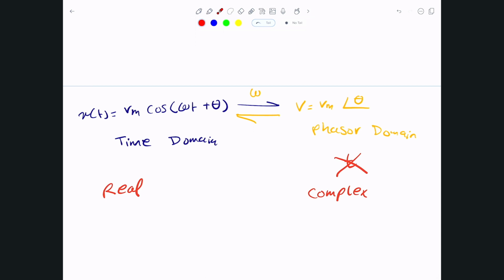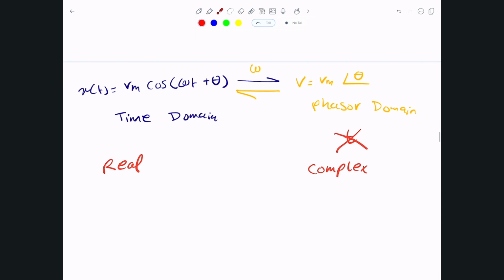Again, the way you convert it is when the omega is fixed. If you have different sinusoids rotating at different omegas or different frequencies, you won't be able to apply the phasor domain directly. You have to use some other thing, which is superposition.